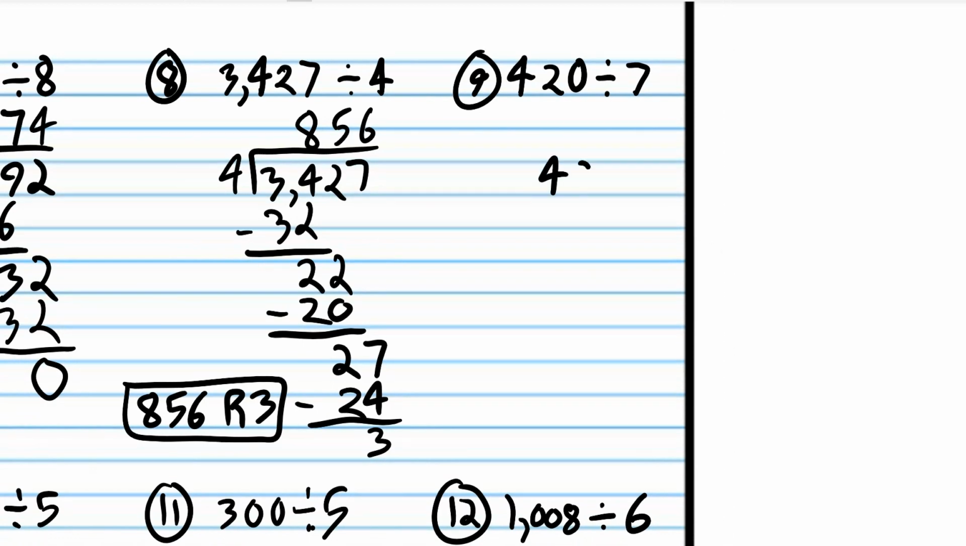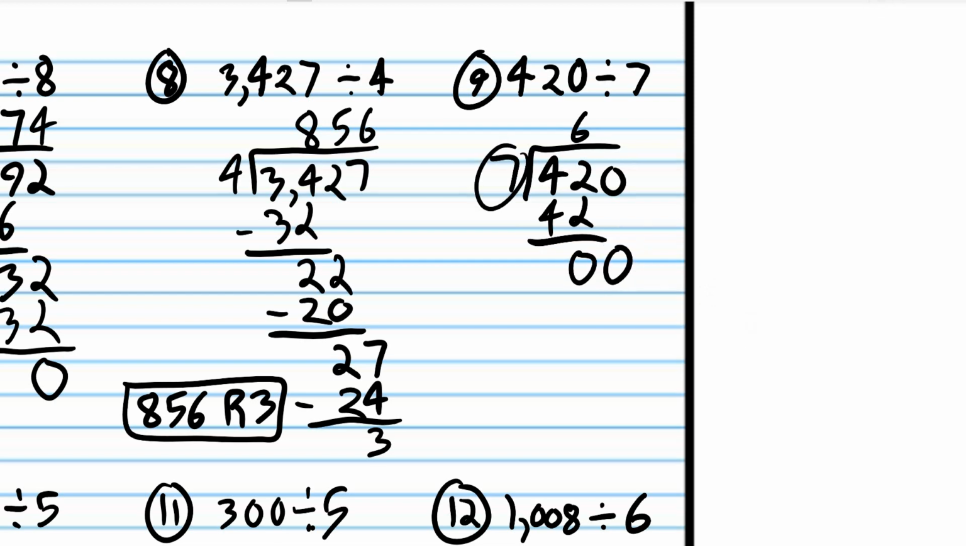All right, we're back. 420 divided by 7. 7 doesn't go into 4, but 7 does go into 42. It goes in 6 times if you know your multiplication facts. 7 times 6 is 42. 42 minus 42 is 0. Bring down the next number. 7 doesn't go into 0. So you must put a 0 next to the 6. And there's no more numbers over here, which means we're done. 60 is the answer.